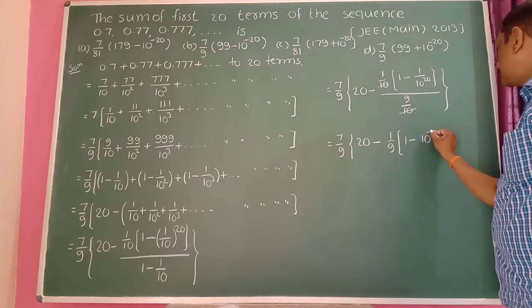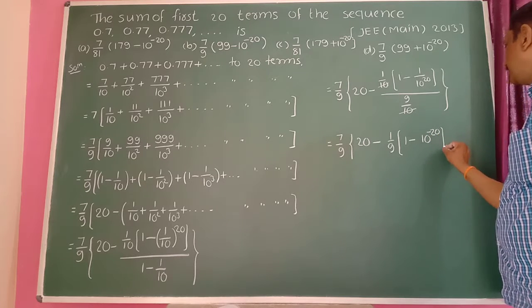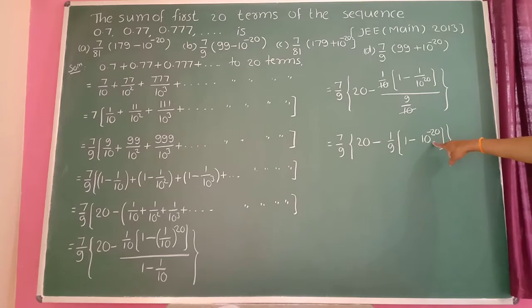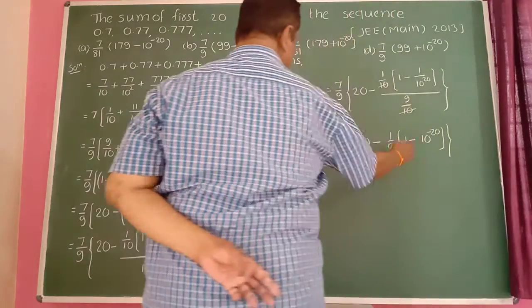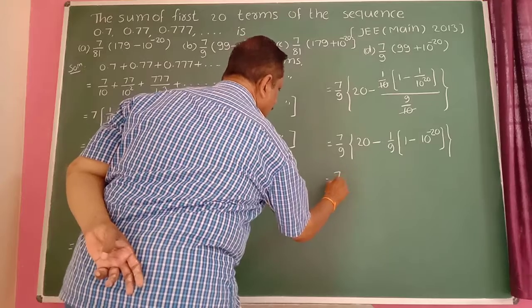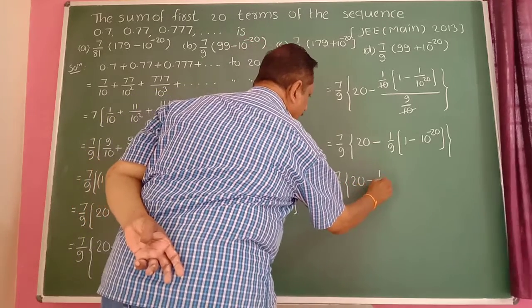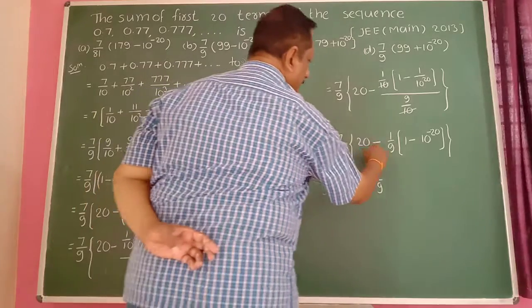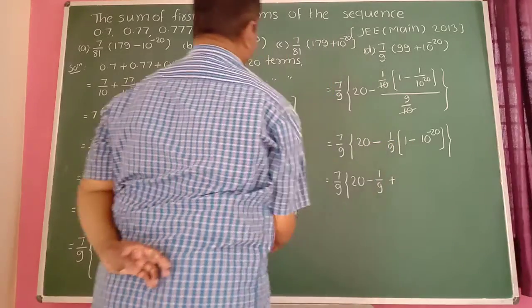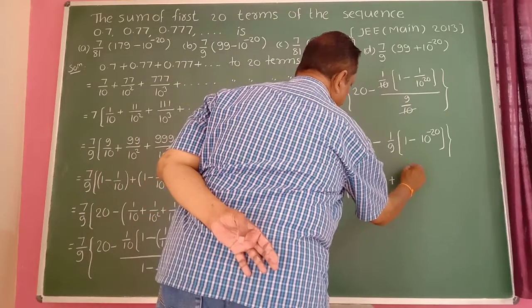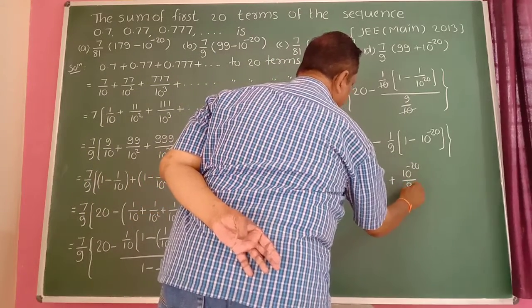Can write 10 raised to minus of 20. Can write this one as 10 raised to minus 20. So 1 minus 10 raised to minus 20, 1 upon 9. Then take 1 by 9 inside this bracket. So 7 by 9 into bracket 20 minus of 1 by 9. Minus into minus becomes a plus. Then 10 raised to minus 20 divided by 9.